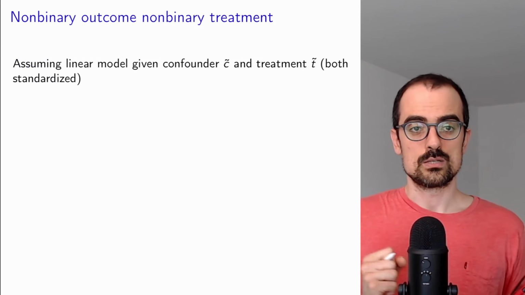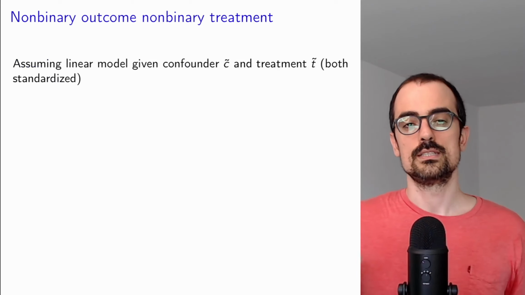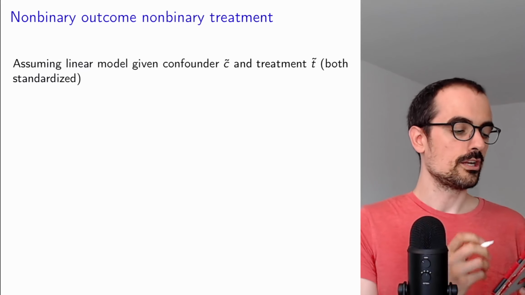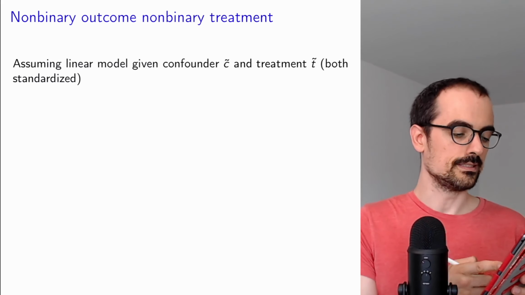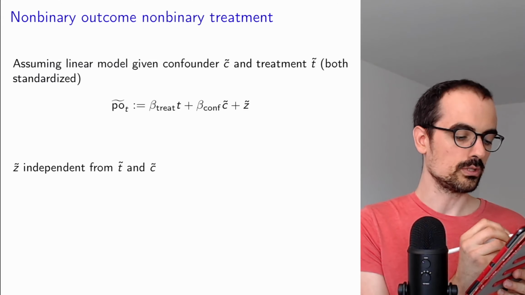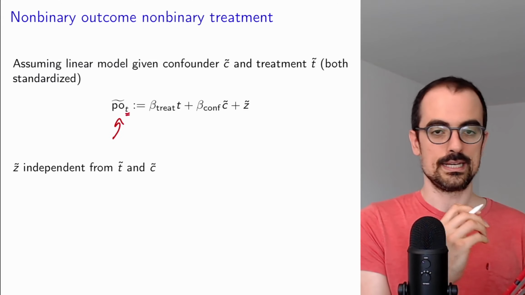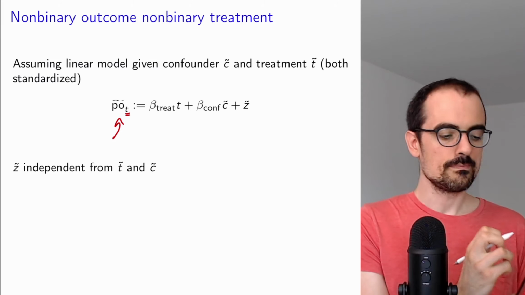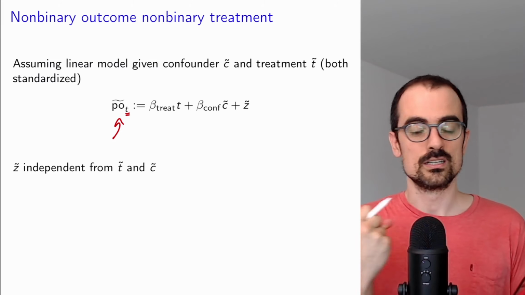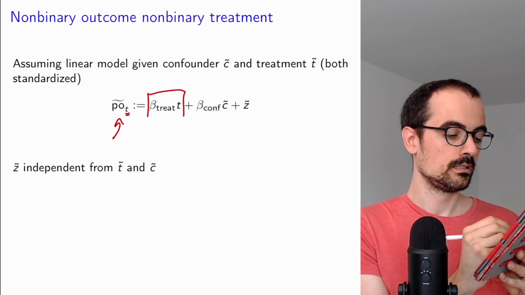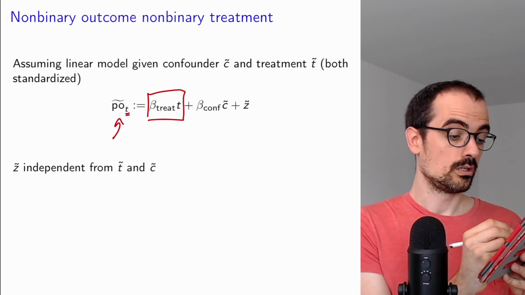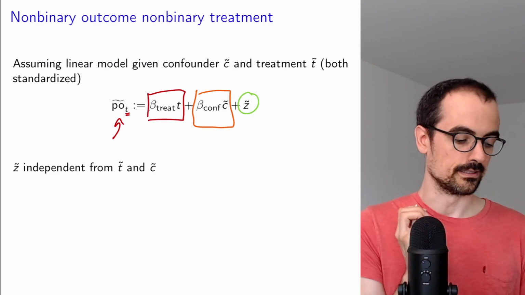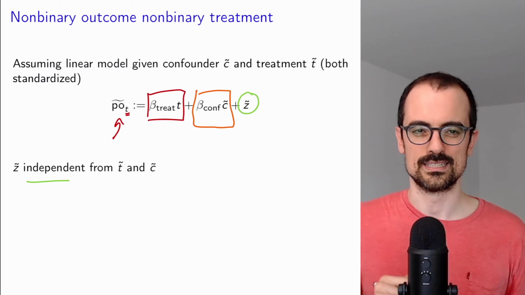Now let's consider the case where we have a non-binary outcome and a non-binary treatment. This is the example with weather and unemployment. If we assume a linear model given the confounder and the treatment, where the potential outcome in this alternative reality where t is equal to a certain fixed treatment value, basically the potential outcome is a linear function of that treatment value, but also of a confounder and some other quantity that is just independent. It says independent from T and C, so we will see that it doesn't really matter.